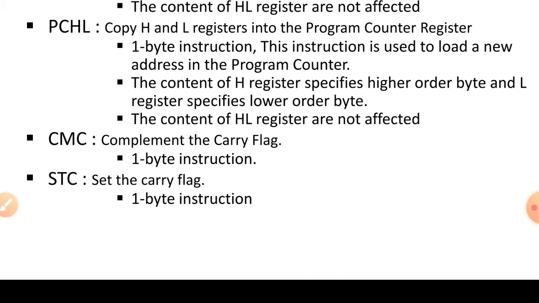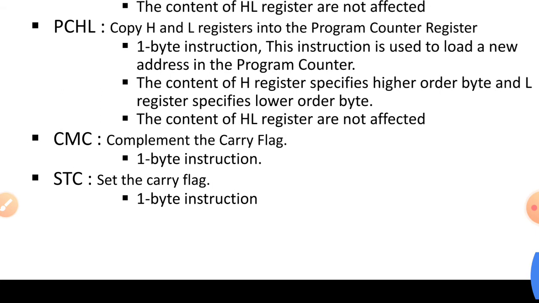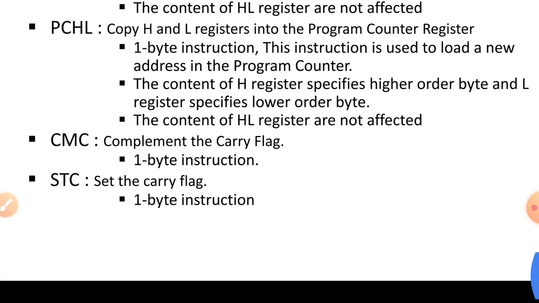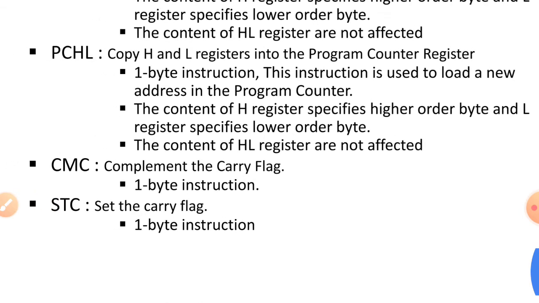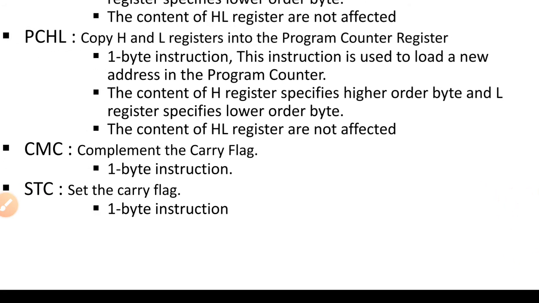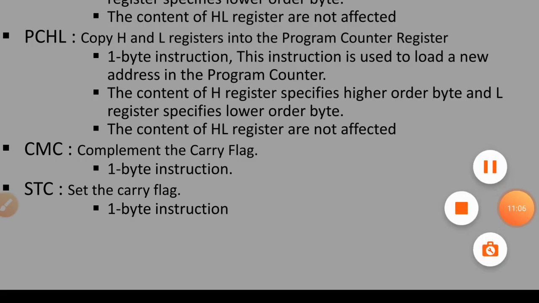And the last instruction in this category is STC, set the carry flag. Without doing any arithmetic or logic operation, just by using the STC instruction, whatever is the content of the carry flag, it is going to be set after its execution. If it is 0, it will become 1. If it is 1 previously, it will remain 1. So, that is all about the different advanced instructions used in 8085. Thank you.